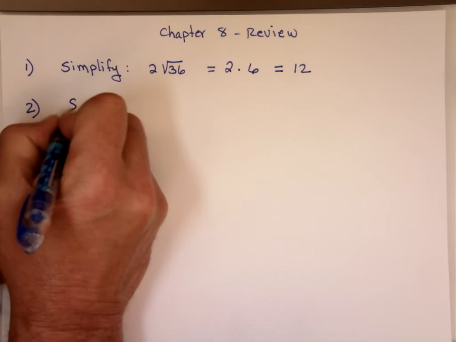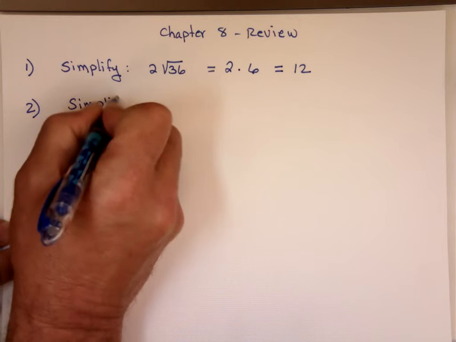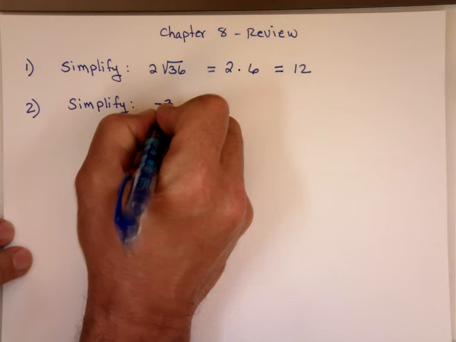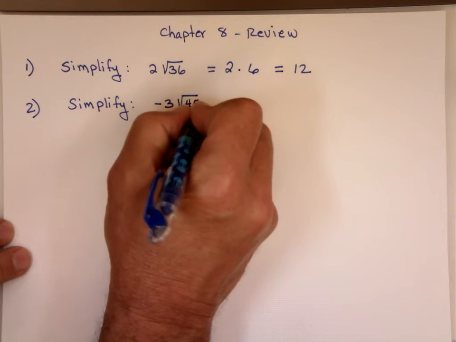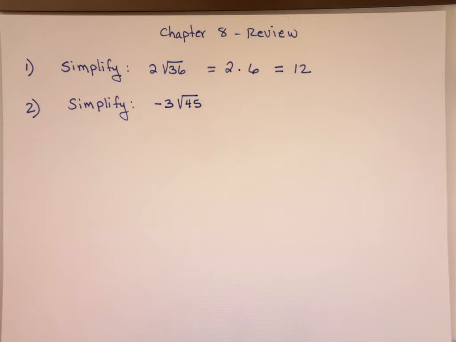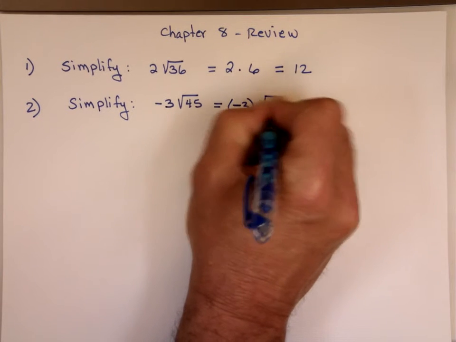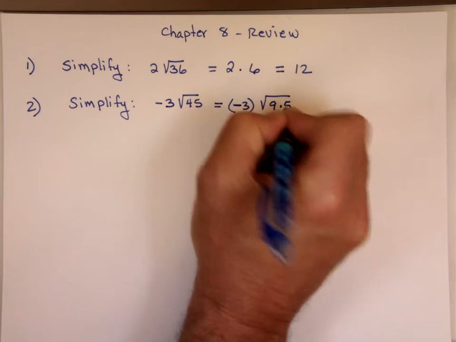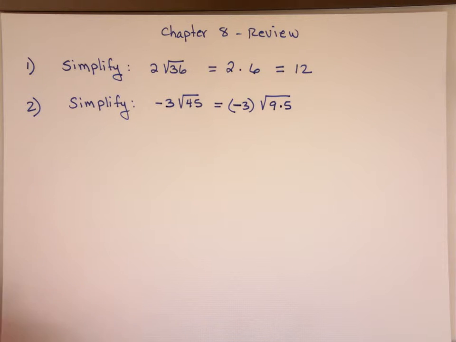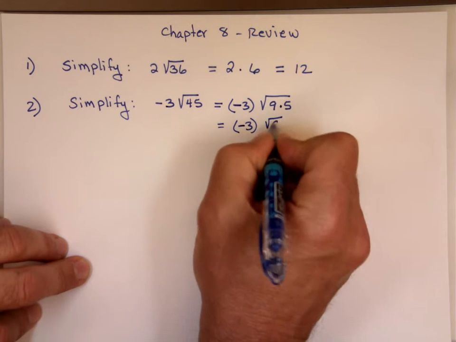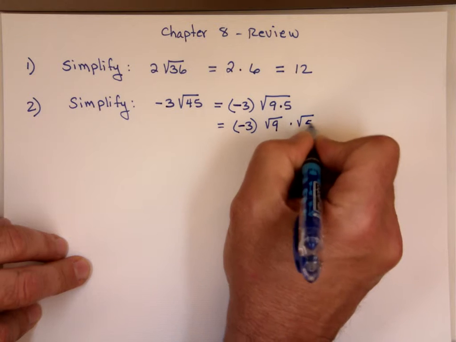Question number 2. Again, simplify. -3 the square root of 45. Now, I have no idea what the square root of 45 is. But I know 45 is what? 9 times 5. That's what 45 is. Which means I can take this problem, break it down to the square root of 9 times the square root of 5.